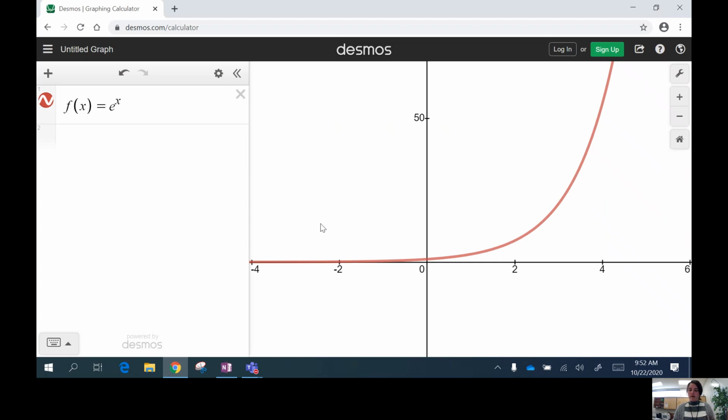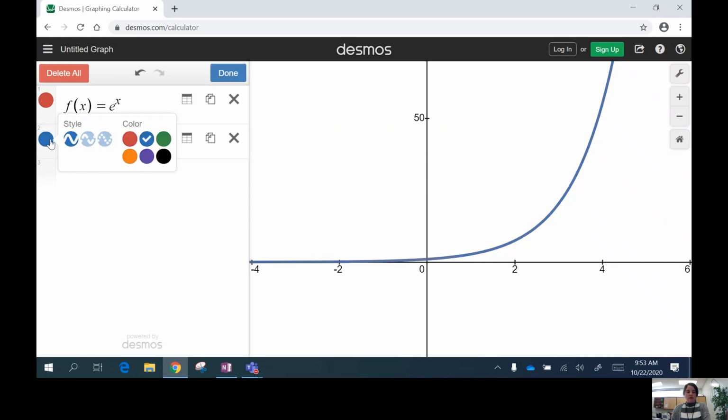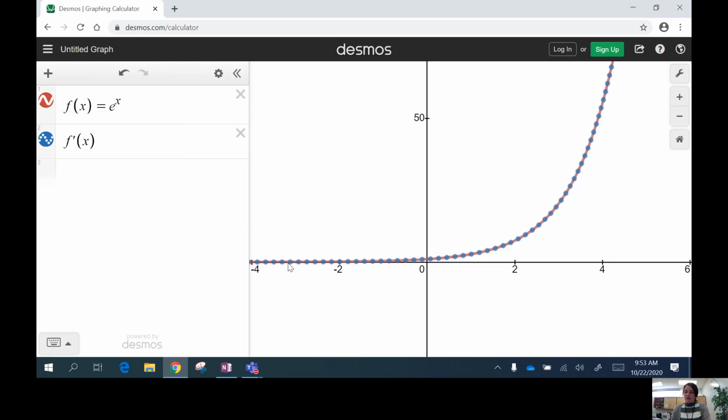Just going to bring up Desmos here. So here's e to the power of x. Now watch what happens when I graph its derivative. So if you want to graph a derivative, you can just type in f prime of x, if you've defined your first function as f of x. And notice the blue line. Okay, it looks like an exponential function as well. It's actually lying right on top of the red line. So I'm going to just make it a dotted function so you can see it. It's lying right on top of the red line.